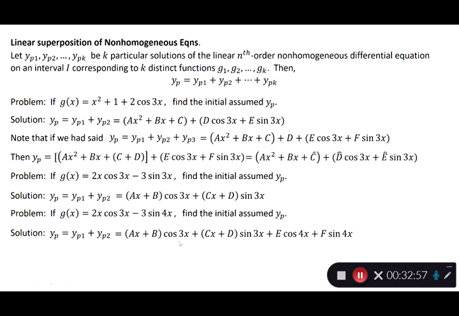now, can we combine B cosine 3x and E cosine 4x? Nope. You cannot. I mean, you cannot in a regular sense, right? So, this is what you should assume as your y sub p, a linear superposition of yp1 and yp2. Cool? So, let me demonstrate this with a problem.